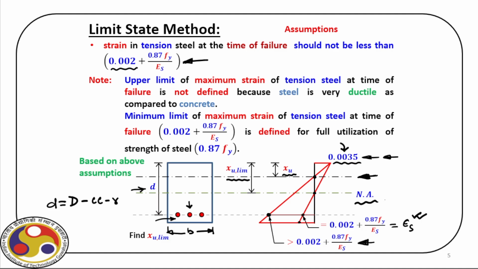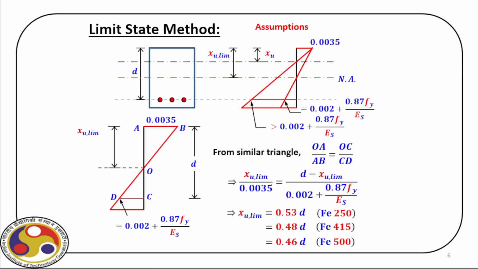Now let us see in more detail how we can find out the location of this neutral axis. So we have this strain diagram. For the limiting case, we have the maximum strain in concrete and then the maximum strain in steel. And then from the triangle, what we can write is OA divided by AB is equal to OC divided by CD.